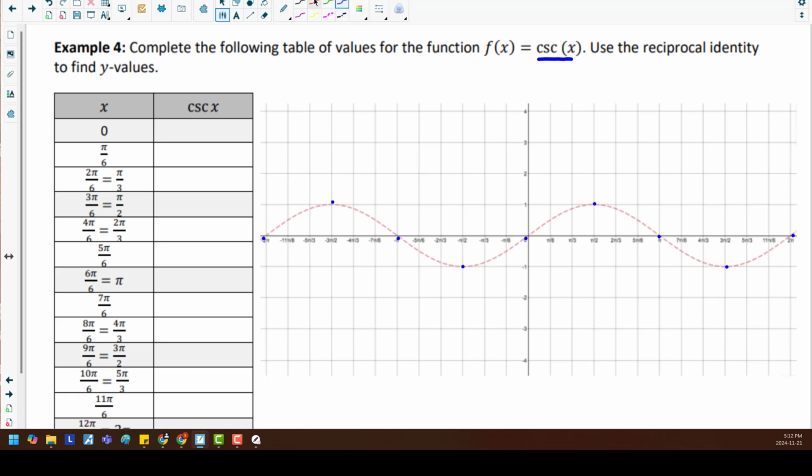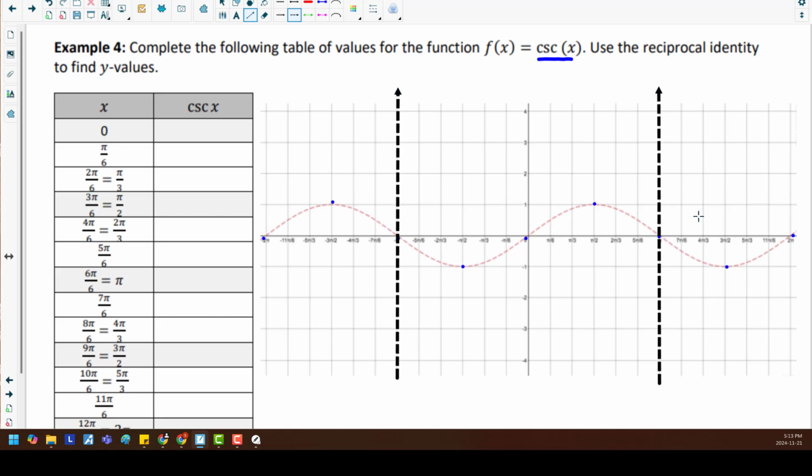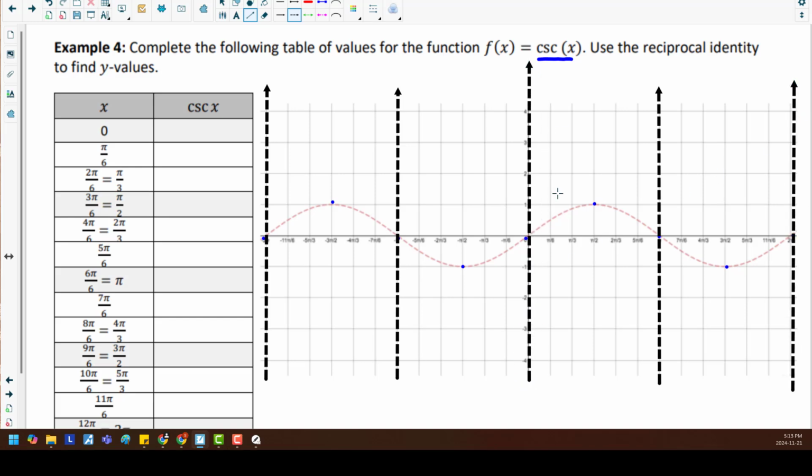The first thing that you're going to do is anytime that your primary function has a 0 point, that is an asymptote. So always draw your asymptotes first. So here we go. Asymptotes, asymptotes, asymptotes. Oh, and there's one in the middle. There you go. All right. So we got 5 asymptotes right now. 1, 2, 3, 4, 5.